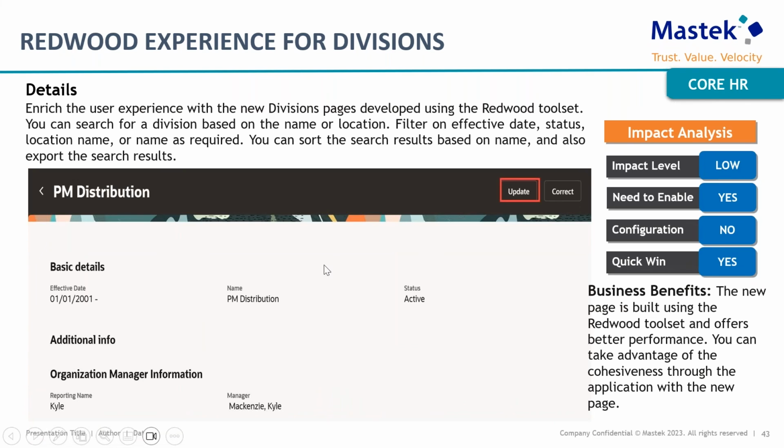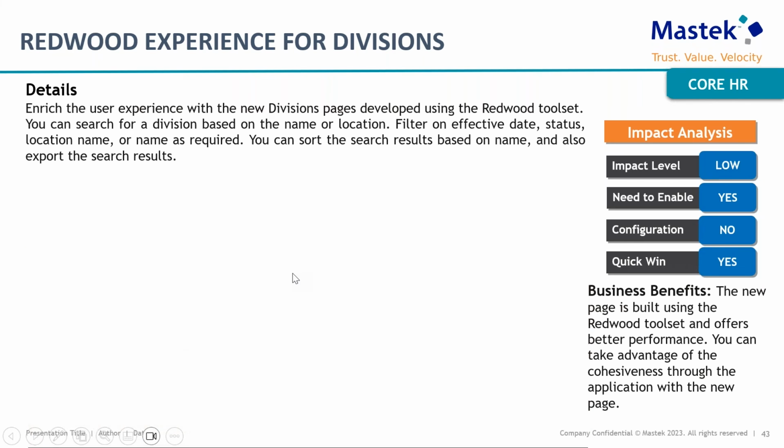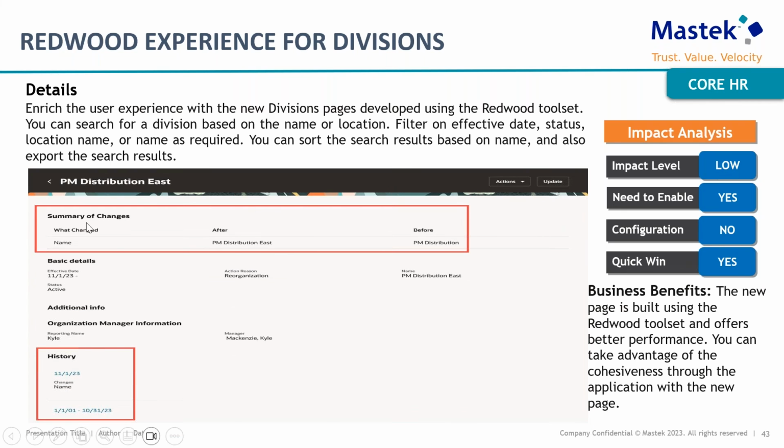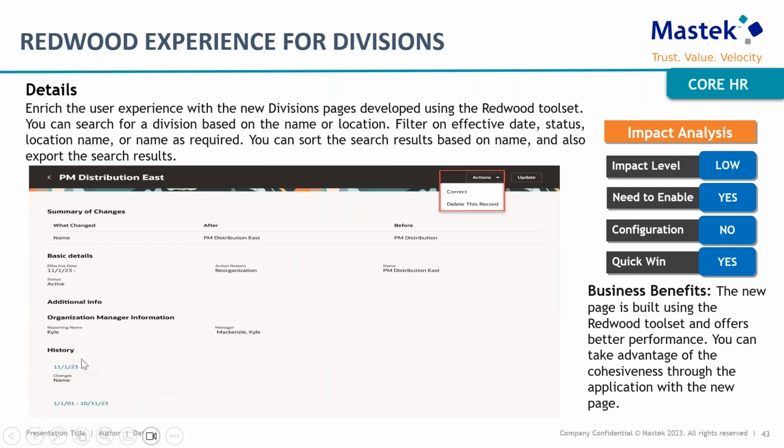Also, the update option is available from the Redwood UI. When we update it, the summary of the changes will be displayed at the top of the page, and the historical changes will be displayed at the bottom. So we can also delete the date-effective transactions or correct the division details.